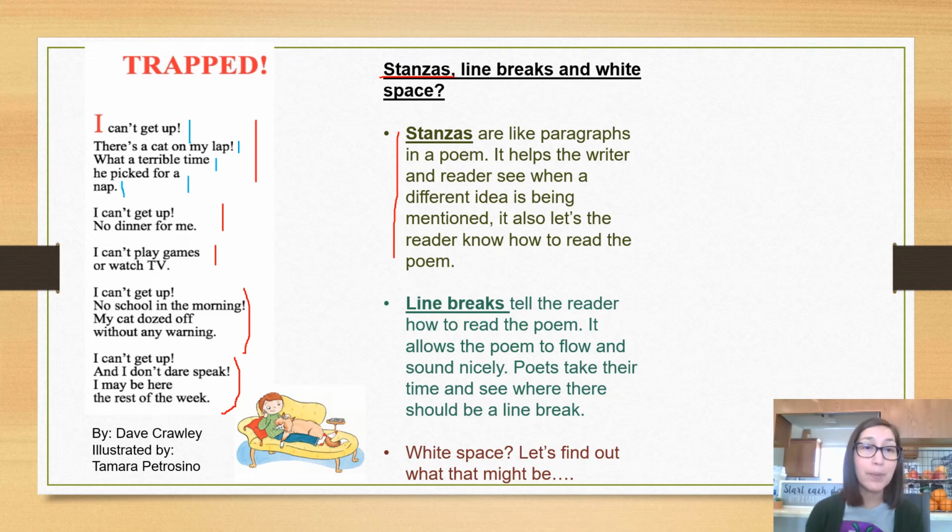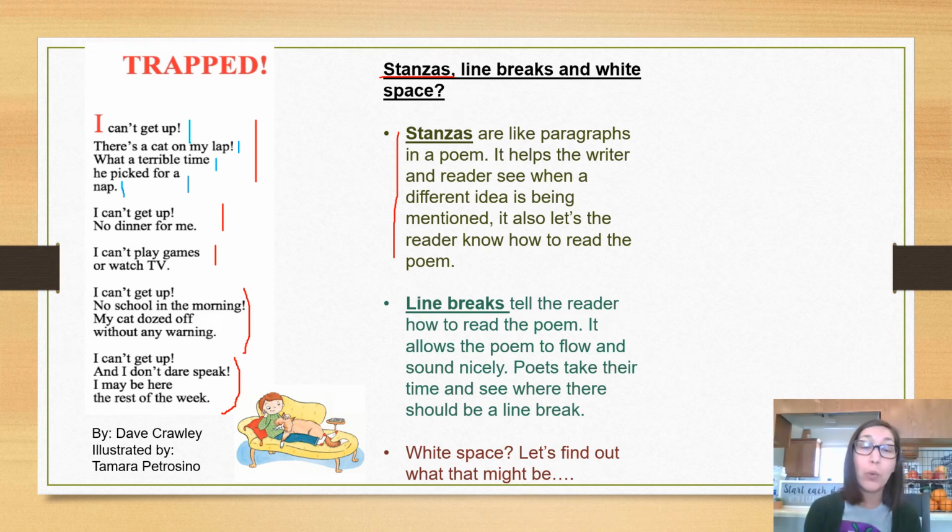I can't get up. There's a cat on my lap. I have a little bit of pause each time I go to my next line. If I didn't have line breaks, this is what it would sound like. I can't get up. There's a cat on my lap. What a terrible time he picked for a nap. I can't get up. No dinner for me. Oh my goodness. I wouldn't know when to pause. It wouldn't sound very nice. It wouldn't flow very nicely. So poets really listen and see where would be a good spot to pause that poem and then write my wording on the next line. So it's a lot about listening and seeing what sounds best.